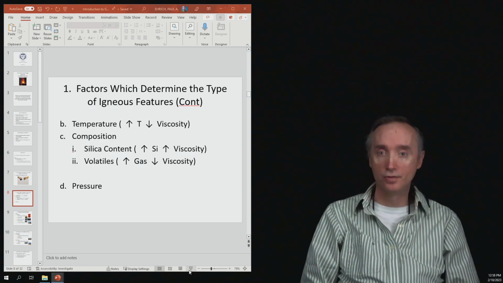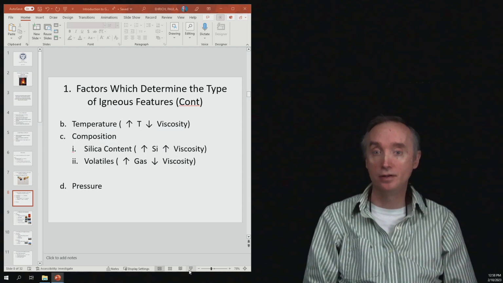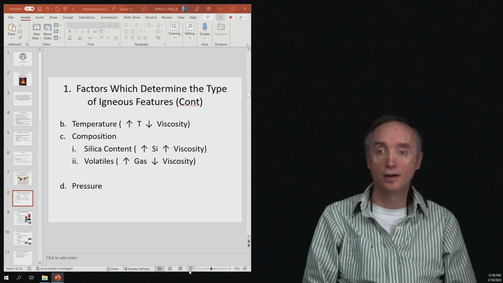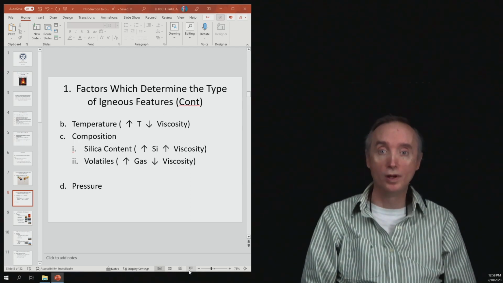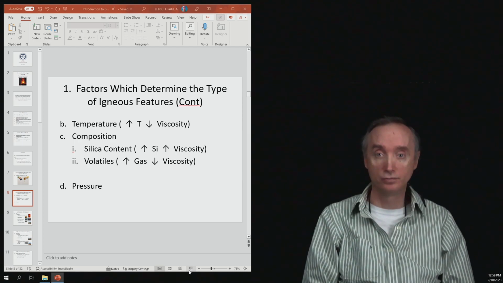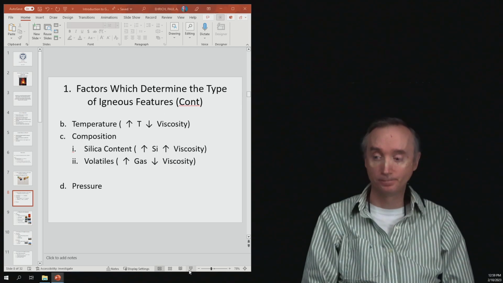And then a third thing that's going to affect the type of feature you have is going to be the outside pressure on it. The more pressure on a gas, the more likely it is that that magma is going to be explosive when it comes out of the volcano. So it depends on the pressure that the magma is under.